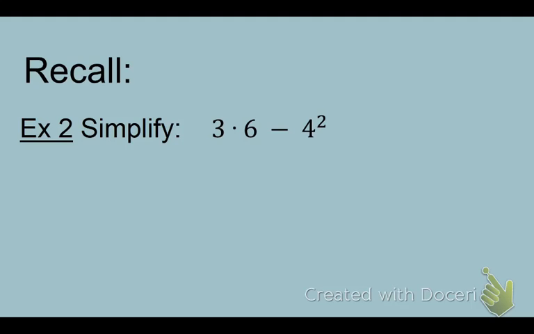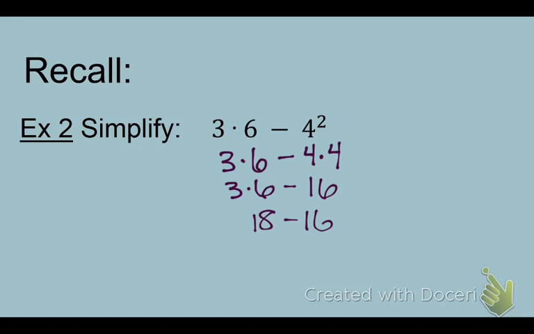We're simplifying again. I see no grouping symbols, so I'm going to go to the exponent. So 4 squared actually means 4 times 4. I'm just going to write it out so we all realize, wait, 4 squared does not mean 4 times 2. It means 4 times itself. So, most of us probably wrote down 16 first. But then you're going to do the multiply. All right, 18 minus 16. Eventually we get down to a 2.